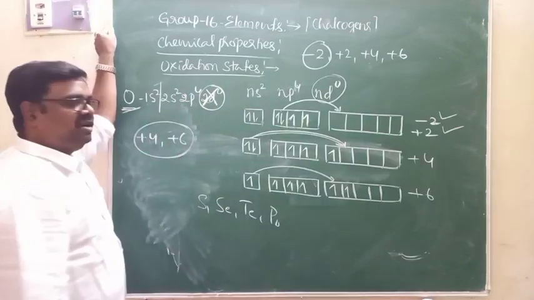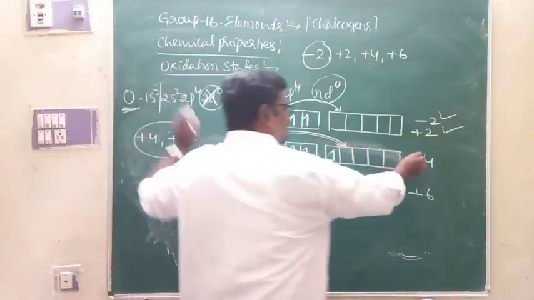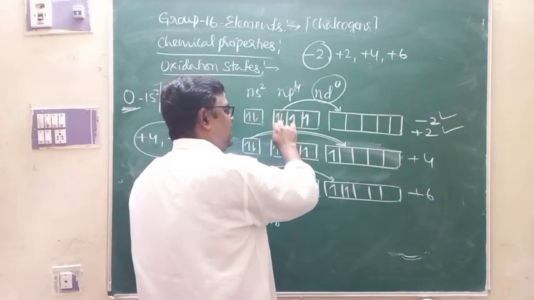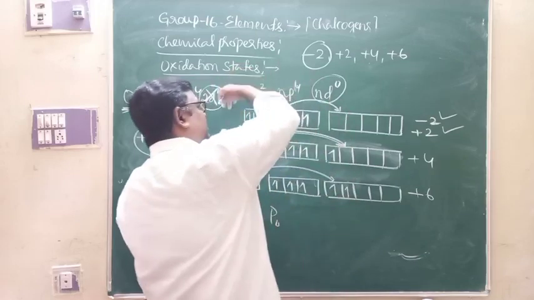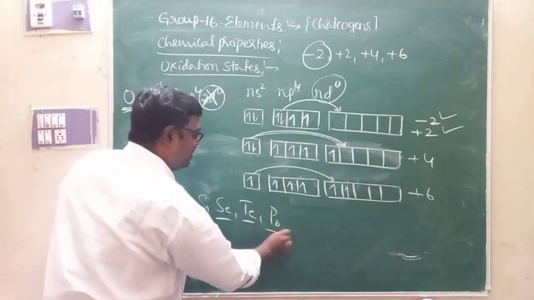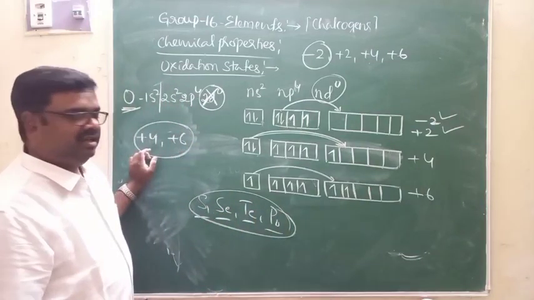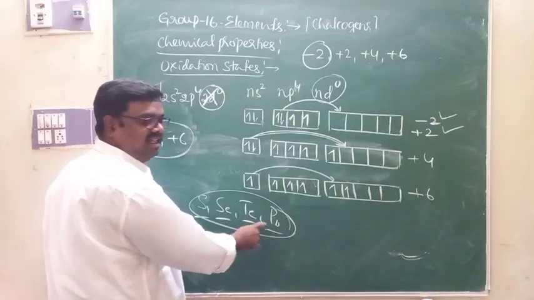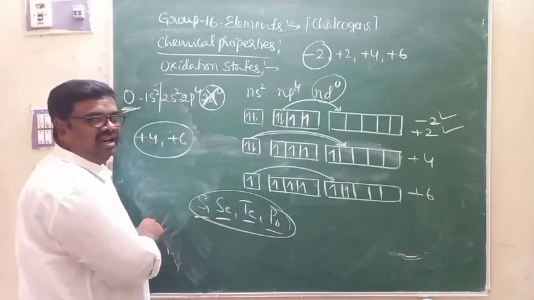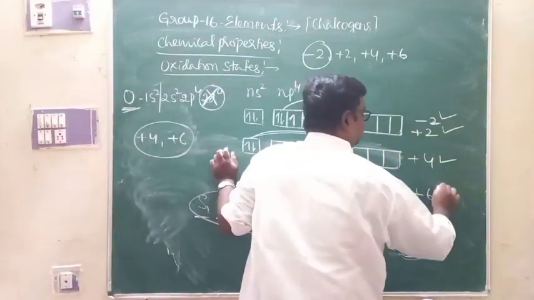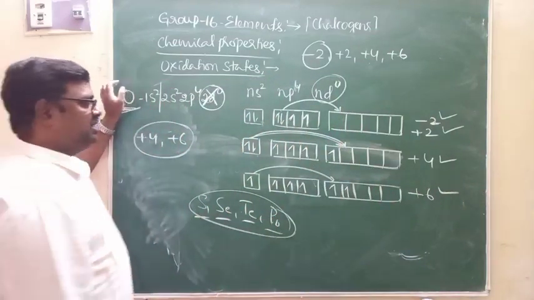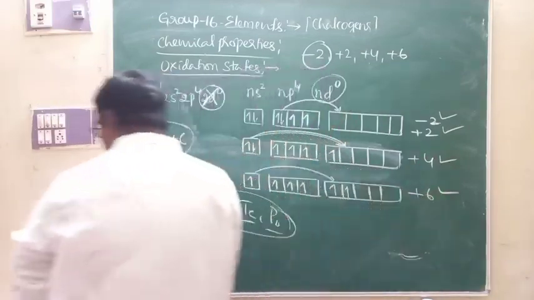Since oxygen has no d orbitals, this is not possible. When are +4 and +6 possible? If an electron is jumped from np to nd. Oxygen doesn't have d orbitals at all. D orbitals are present in sulfur, selenium, tellurium and polonium. Only here: 3d here, 4d here, 5d here, 6d here. These have vacant d subshells in the valence shell. Hence +4 and +6 are possible in the case of sulfur, selenium, tellurium and polonium, whereas in oxygen +4 and +6 are not possible.